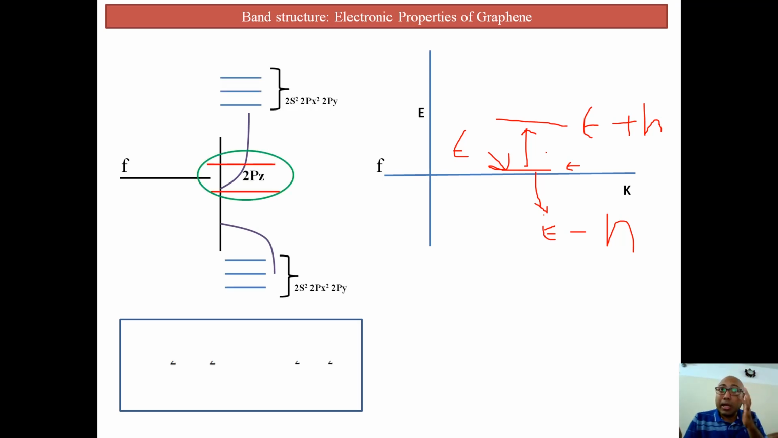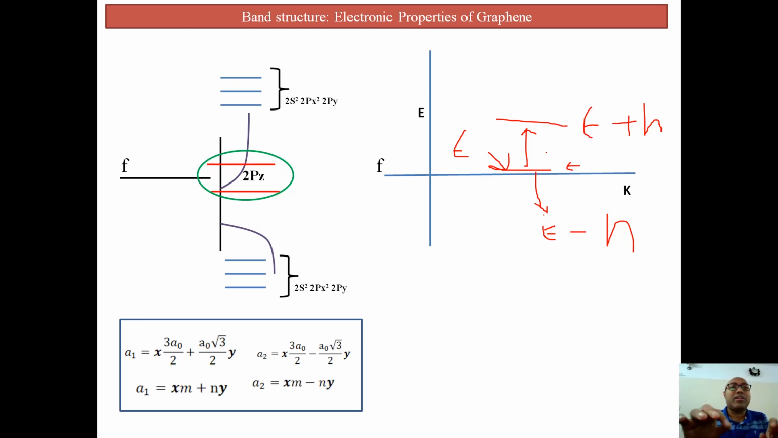So this is the things that we are telling about. This is A1 and this is my A2. So let's represent A1 x and 3 A0 by 2 by m, and A0 root over 3 by 2 is equal to n. Same thing for here also. Then this is actually Hk. So that Hk matrix that we just now calculated, and what is actually our original Ek diagram, E plus minus Hk.